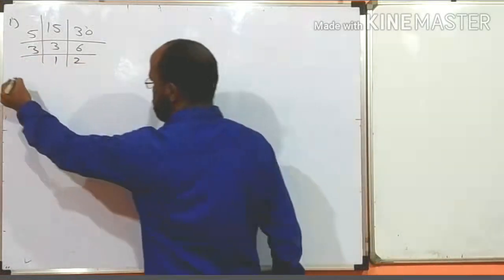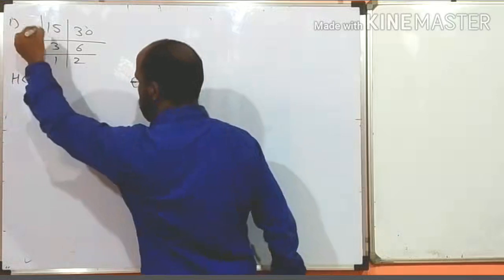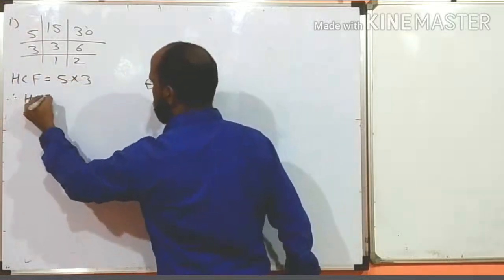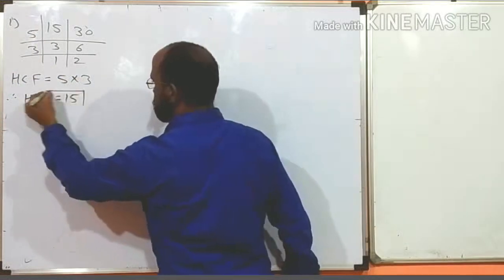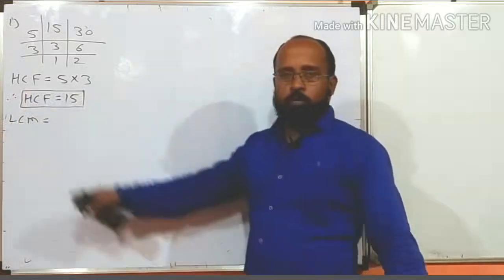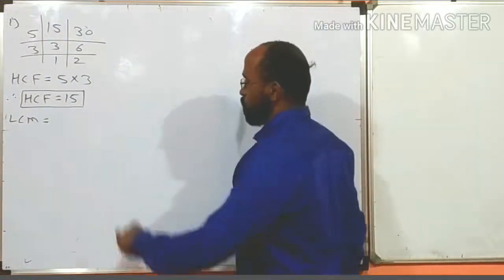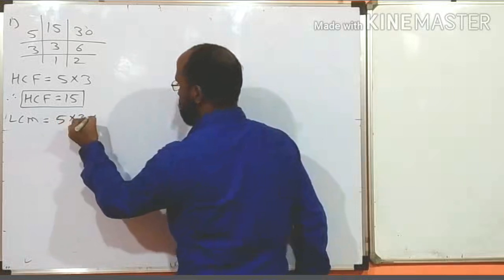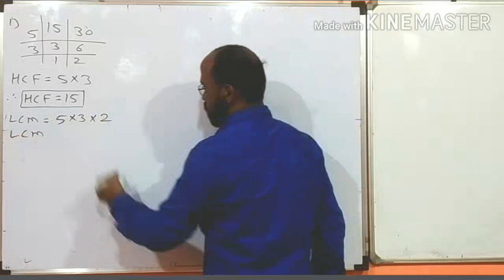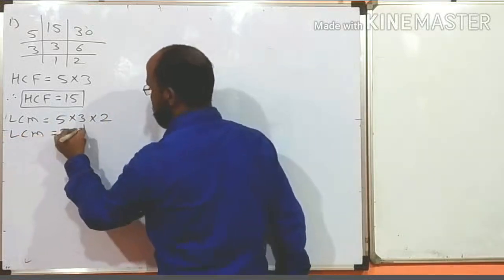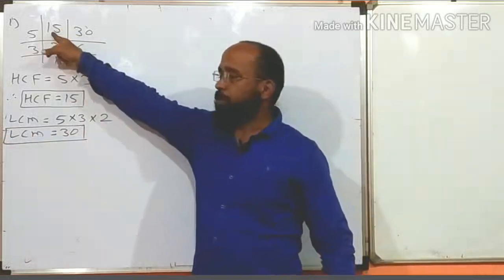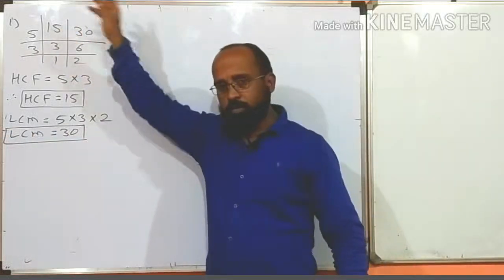Clear? HCF. Multiplication in first column, that is 5 multiplied by 3. Therefore HCF is equal to 15. LCM. First column multiplied by last row: 5 multiplied by 3 multiplied by 1 multiplied by 2. So LCM is equal to 5 3s are 15, 2s are 30. Clear? We are finding HCF and LCM of 15 and 30. HCF is 15, LCM is 30.